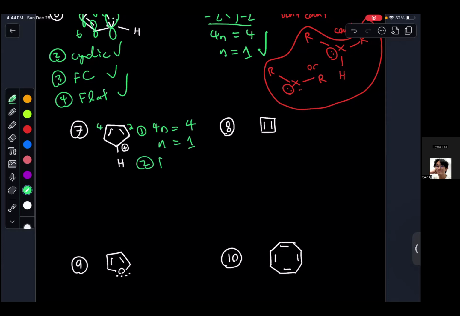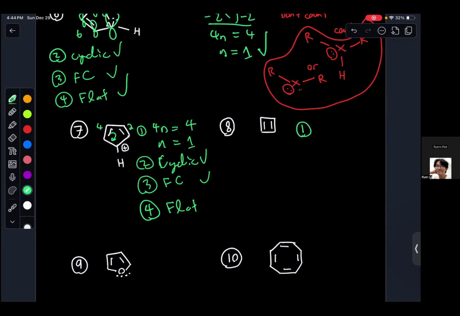Two, is it cyclic? Yep. Three, is it fully conjugated? Yeah, I would say so. This is one of the examples we used earlier. You can do resonance throughout here, and by virtue of that, it's flat. Remember, having a plus charge there is similar to an SN1 situation, where you can attack from the top or the bottom and get a mixture of stereoisomers.